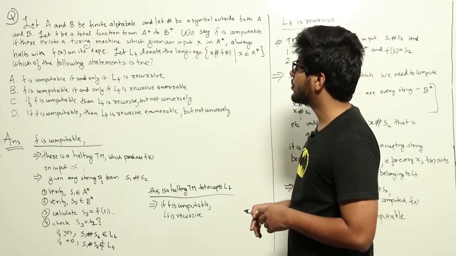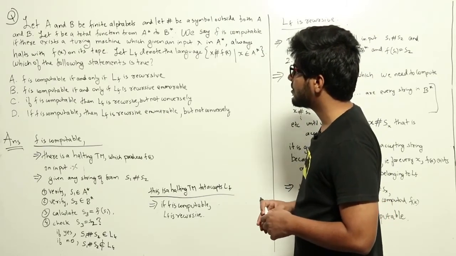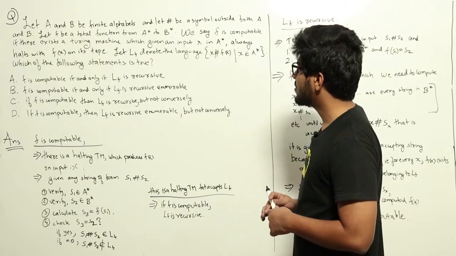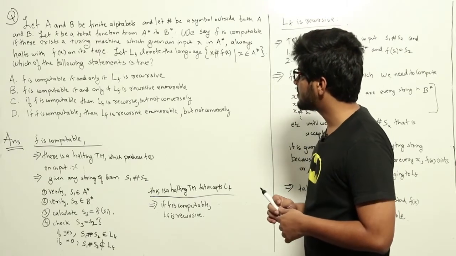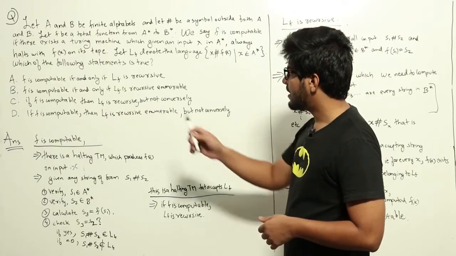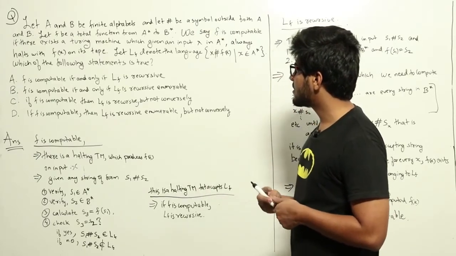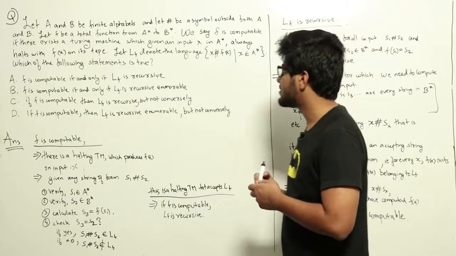A. F is computable if and only if LF is recursive. B. F is computable if and only if LF is recursively enumerable. C. If F is computable, then LF is recursive but not conversely. And D. If F is computable, then LF is recursively enumerable but not conversely.